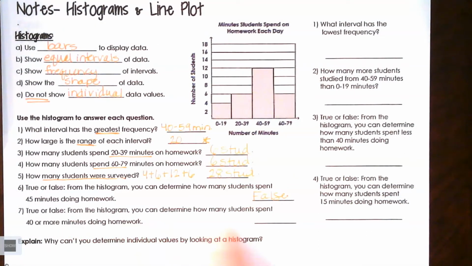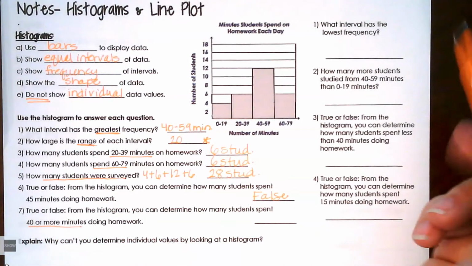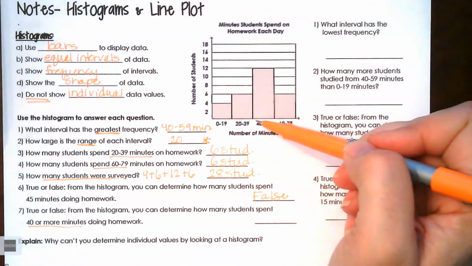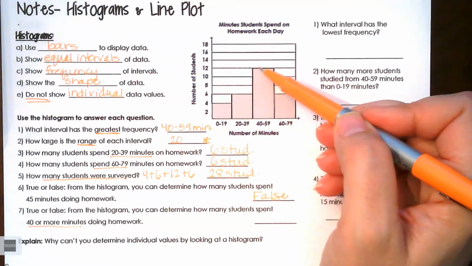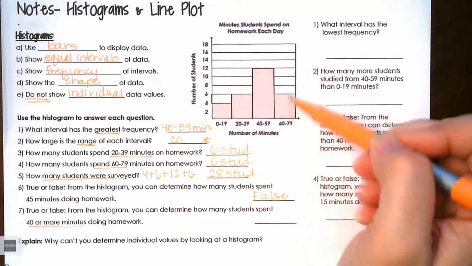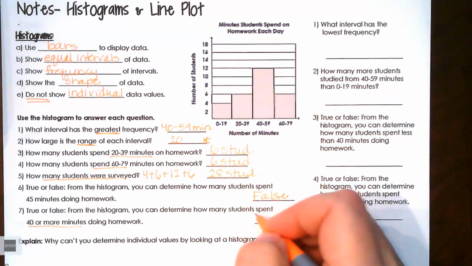From the histogram, can you determine how many students spent 40 or more minutes doing homework? Okay, 40 or more minutes doing homework. Can we do that? Well, we know this many spent 40 to 59, and this many spent 60 to 79, so yeah, we could determine that.